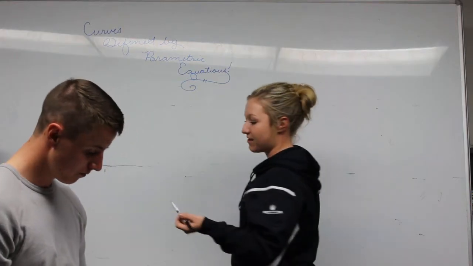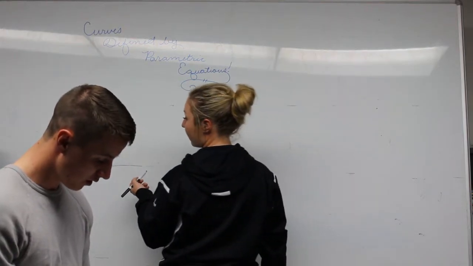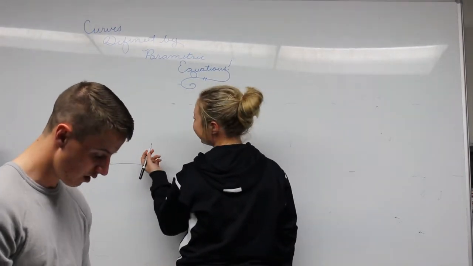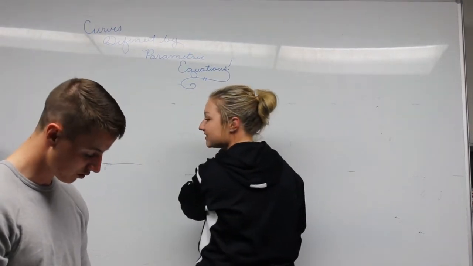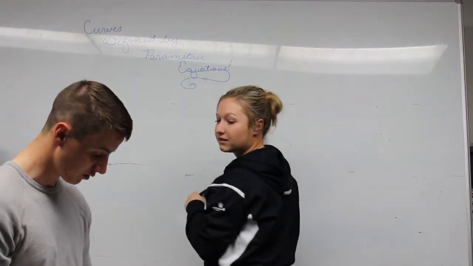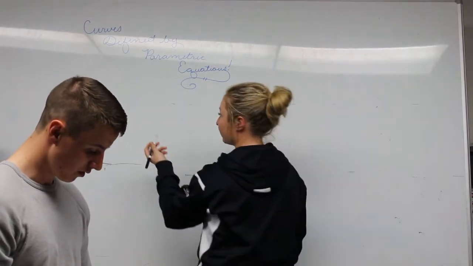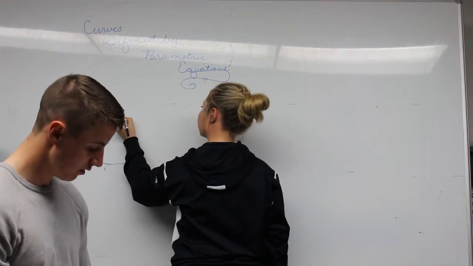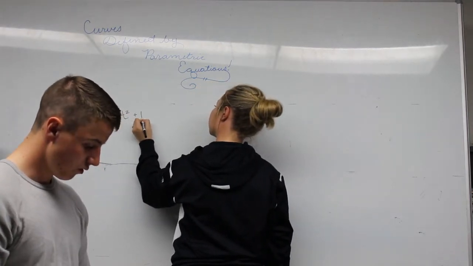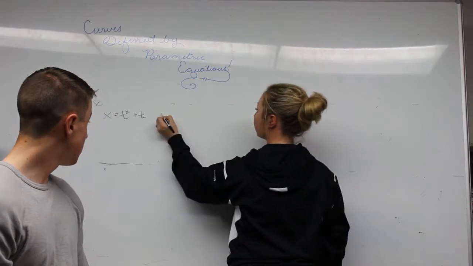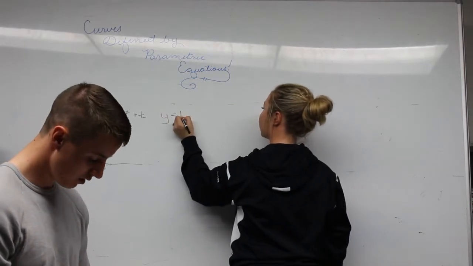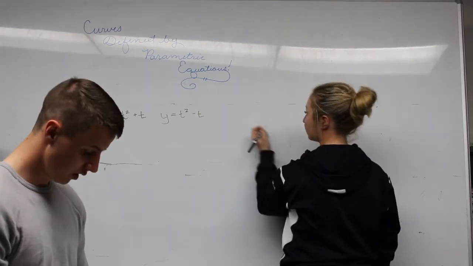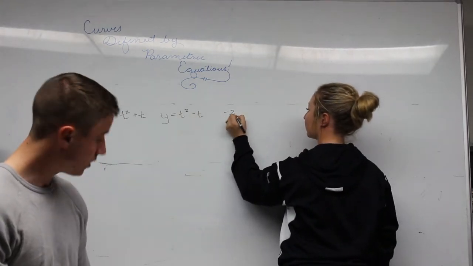As a practice problem, sketch the curve by using the parametric equations to plot points. Indicate with an arrow the direction in which the curve is traced as t increases, given the following parameters. X equals t squared plus t. Y equals t squared minus t. Between -2 and 2 for t.